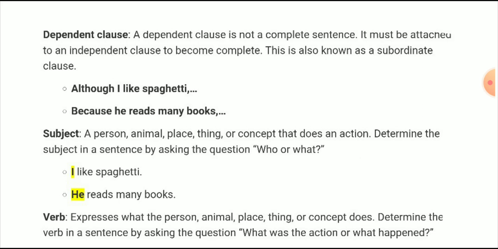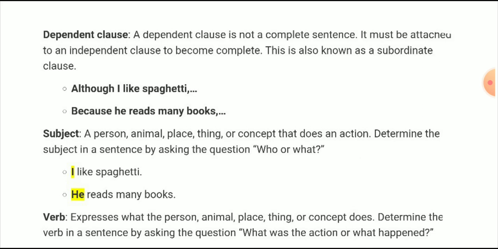Now comes the subject. A person, animal, place, thing or concept that does an action. Determine the subject in a sentence by asking the question who or what. I like spaghetti. He reads many books. Here in these two sentences, I and he are both the subject. But keep in mind that person, animal, place, things, and concepts can be used as subject.